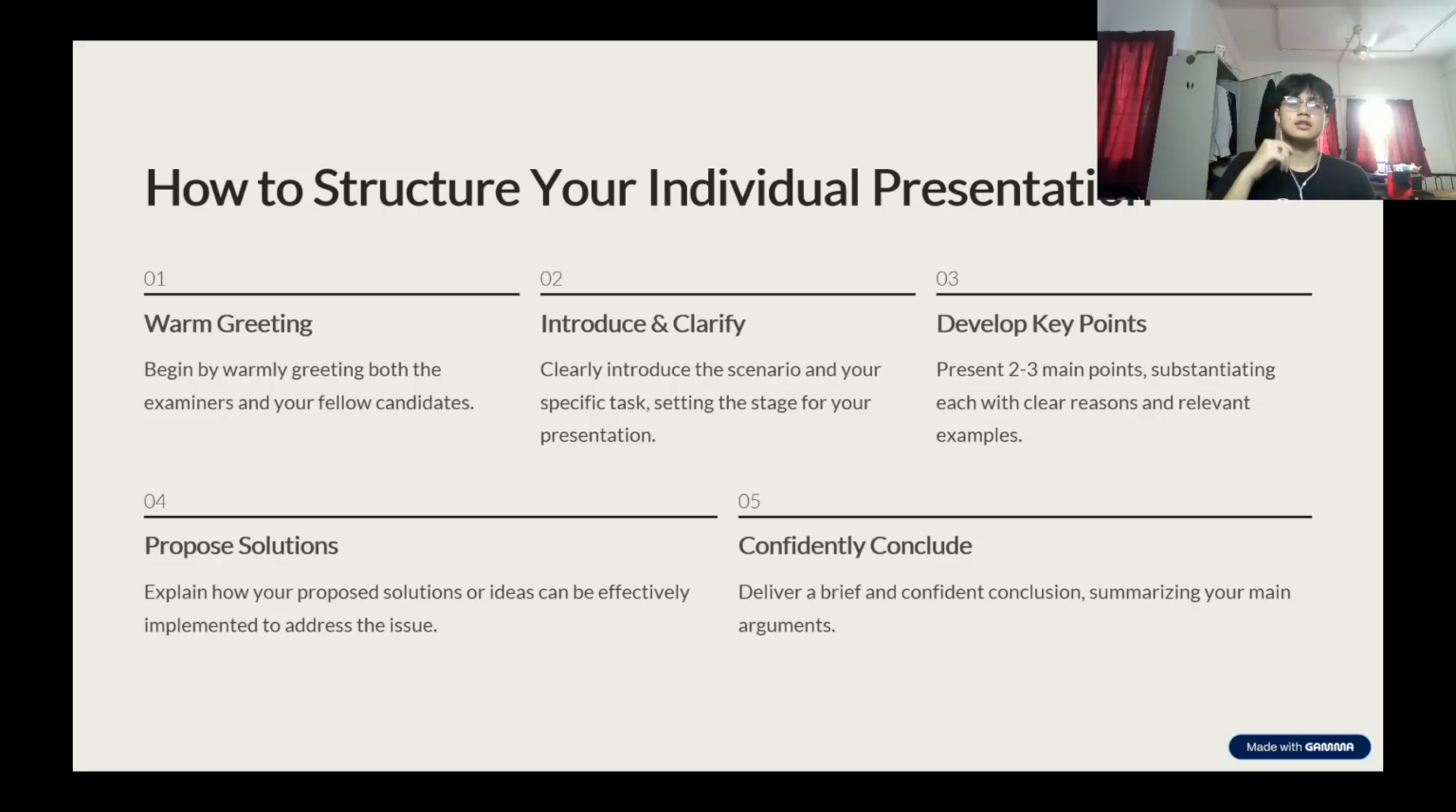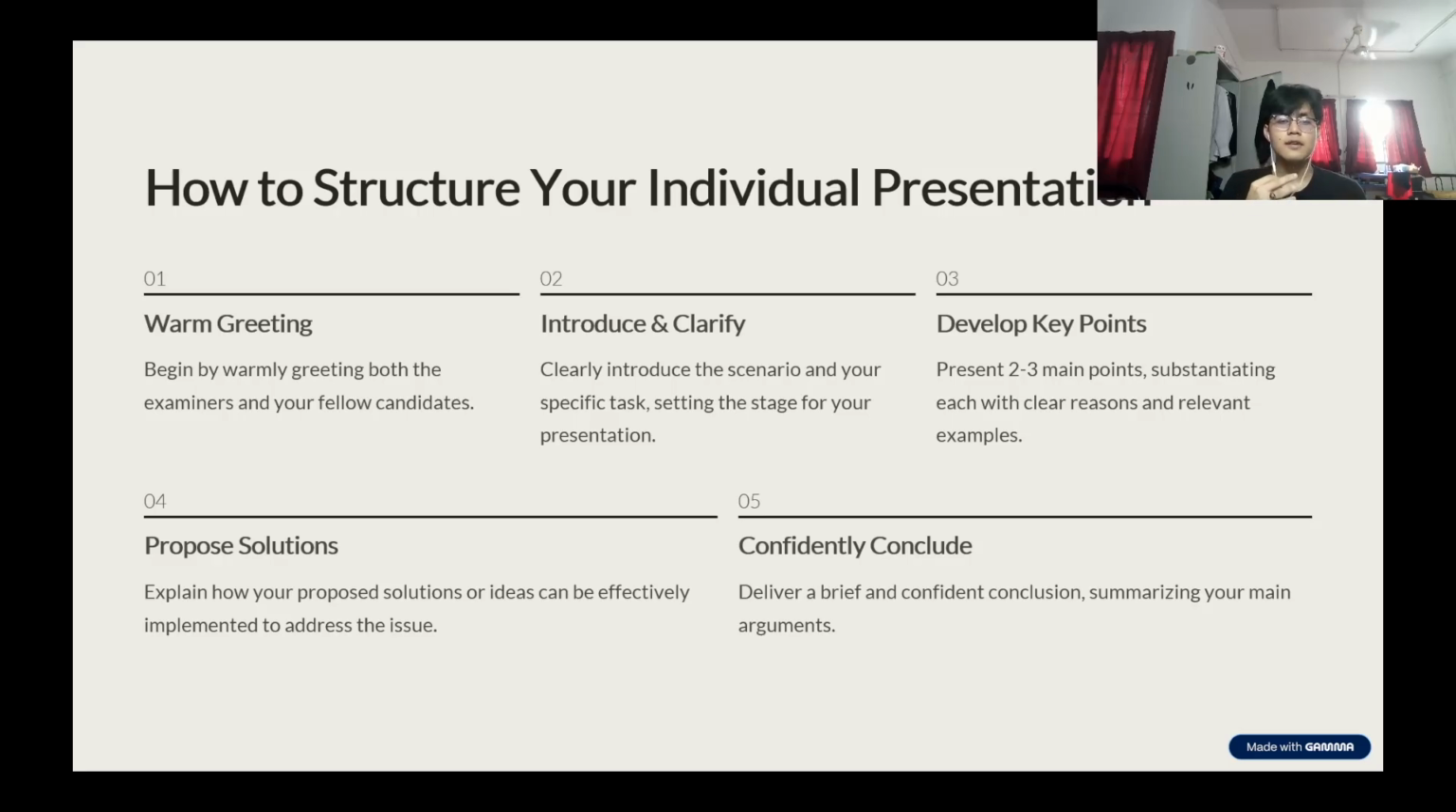structure your individual presentation. First and foremost, which is common knowledge, you give a warm greeting. You can begin by warmly greeting both the examiners and fellow candidates. You can say, "Good morning, everybody. How are you guys today? I hope you're doing well," etc. You can do that so that your examiners and the fellow candidates will be pleased to listen to your individual presentation.